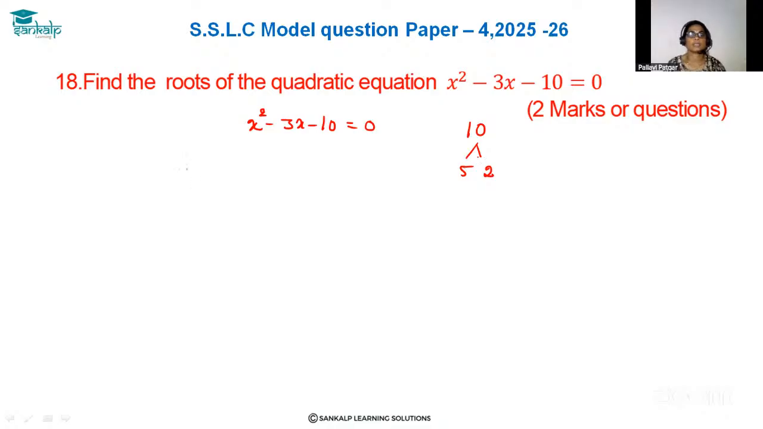Okay. So here x square minus 5x plus 3x minus 10 is equal to 0. Do not change this sign and this sign. So in this term x is common. So x minus 5x.